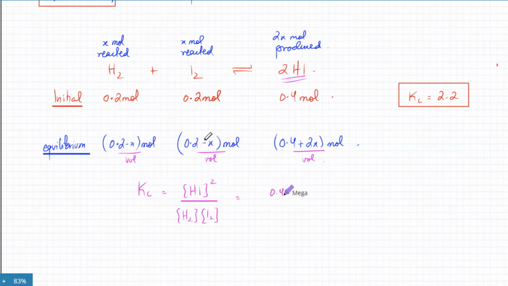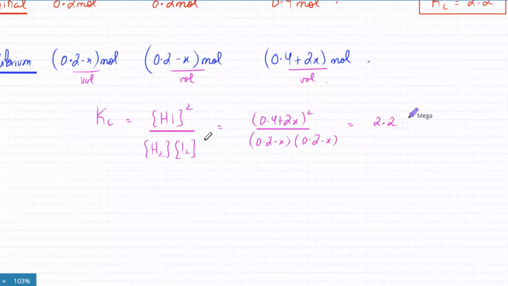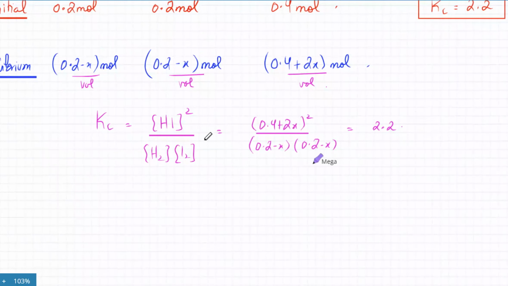It's going to be 0.4 plus 2x. And that's going to be squared. Okay, that's HI. And the whole thing would be divided by 0.2 minus x. That's H2 and 0.2 minus x, that's I2. And the value of this is already known, that's 2.2. So all you have to do now is you have to solve for x. What I can do is it's 0.2 minus x into 0.2 minus x, so this is squared. So what I can just write it as squared. Do the aage. And I can try and solve this.